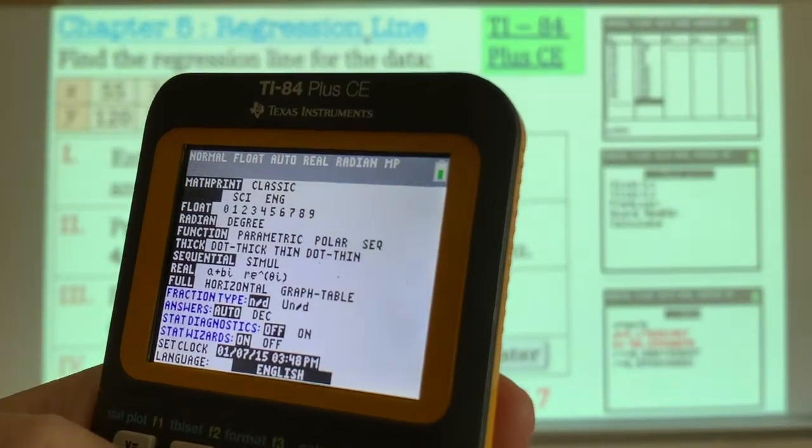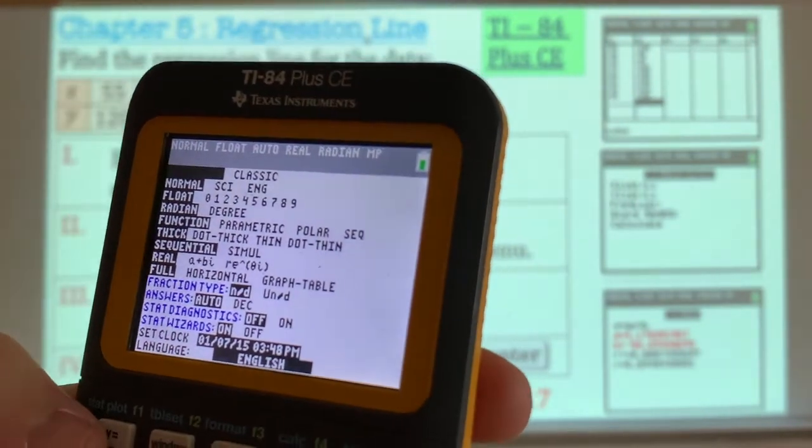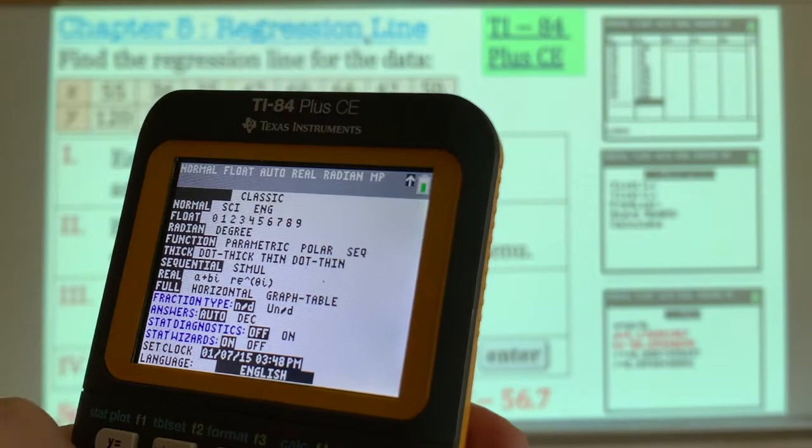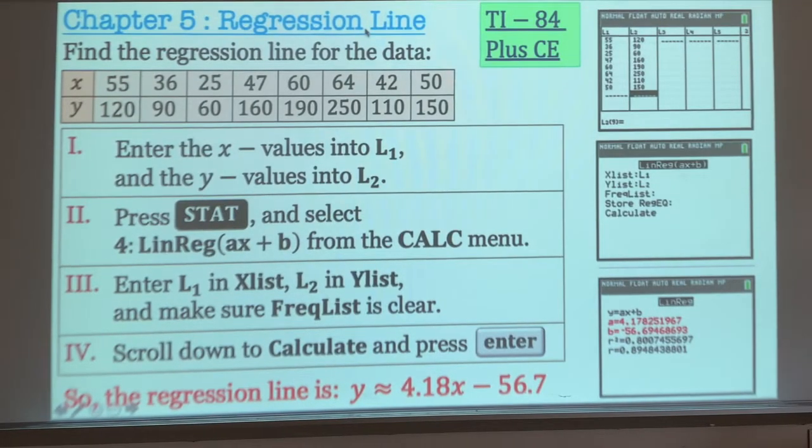I lost it for some reason. Can't believe I lost it. Oh well. It went off on a tangent. Well, we know how to find the regression line.